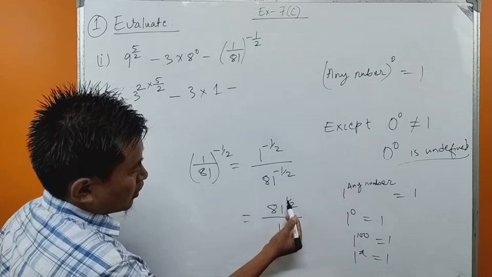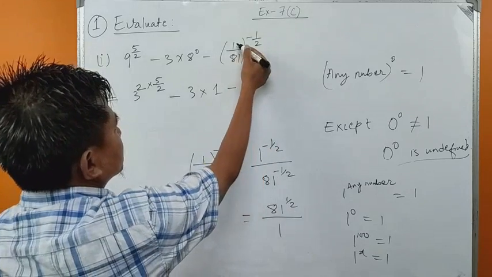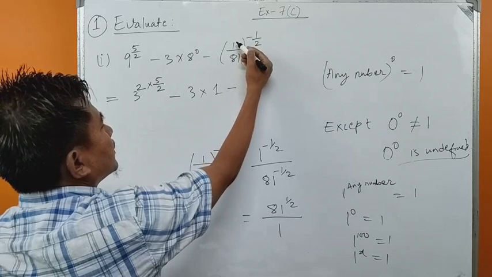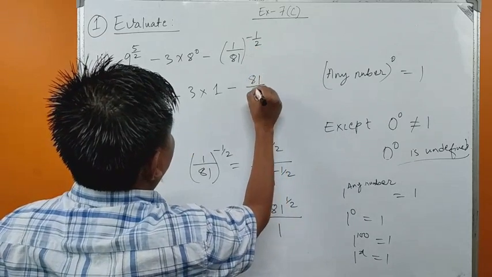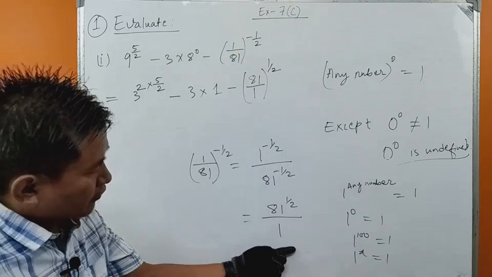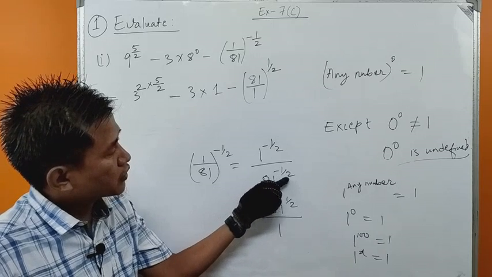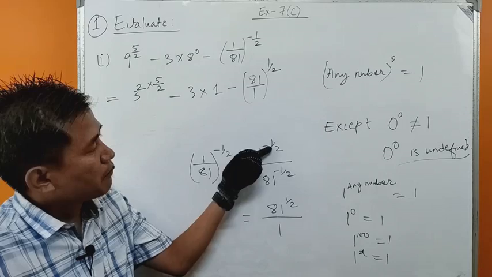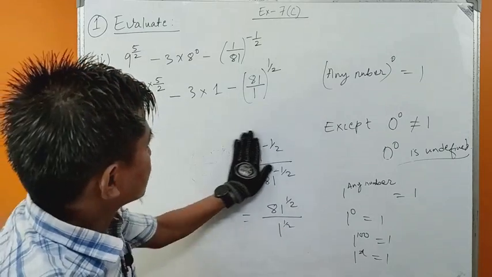So this is 81 to the power 1 by 2. Instead of writing all this, what we do is just invert the number. We take the number from the denominator to the numerator and from the numerator to the denominator: 81 by 1 whole to the power 1 by 2. The power changes to plus when we bring the number from denominator to numerator. 81 to the power minus 1 by 2 becomes 81 to the power 1 by 2, and 1 to the power minus 1 by 2 becomes 1 to the power 1 by 2. I hope you got this.